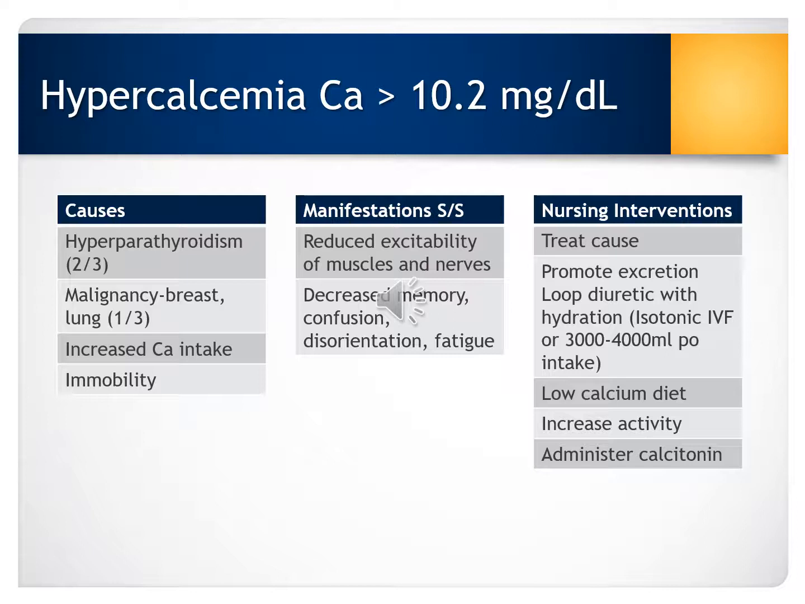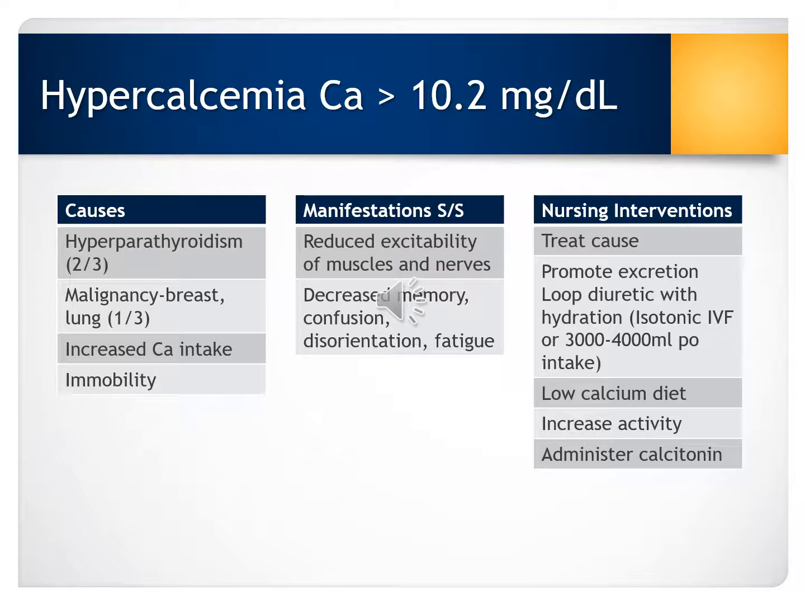Hypercalcemia, or elevated calcium levels. In 2/3 of the cases, it is caused by hyperparathyroidism. 1/3 is caused by malignancies, typically breast and lung cancer. And these malignancies cause hypercalcemia because of the bone destruction from tumor invasion or through tumor secretion of a parathyroid-related protein, and this stimulates calcium release from the bones.